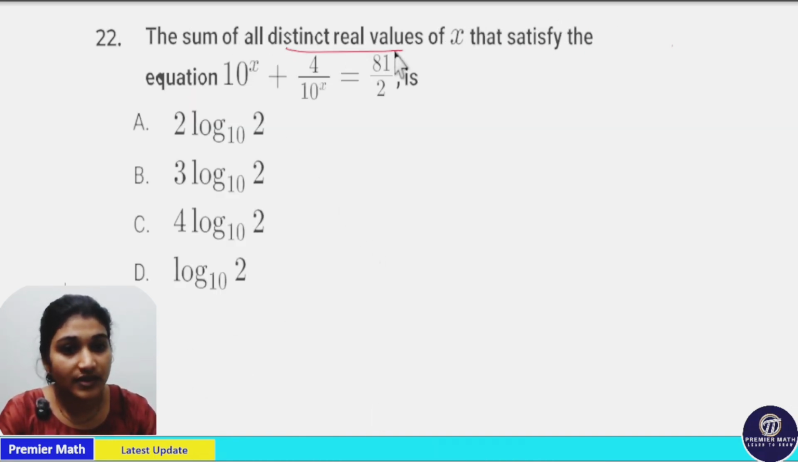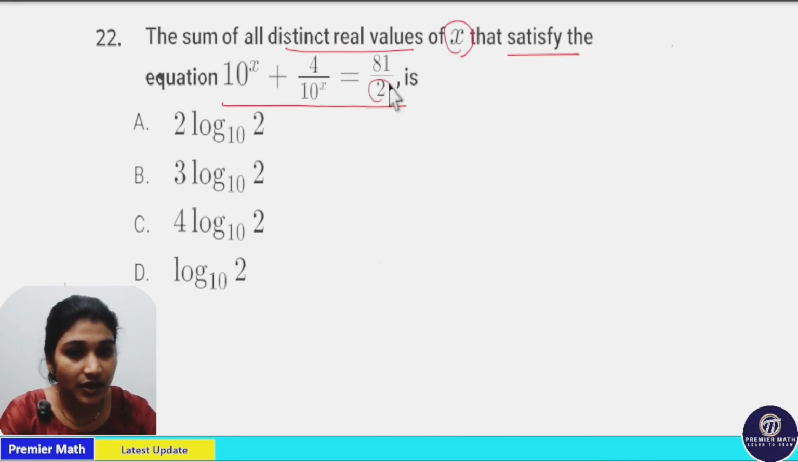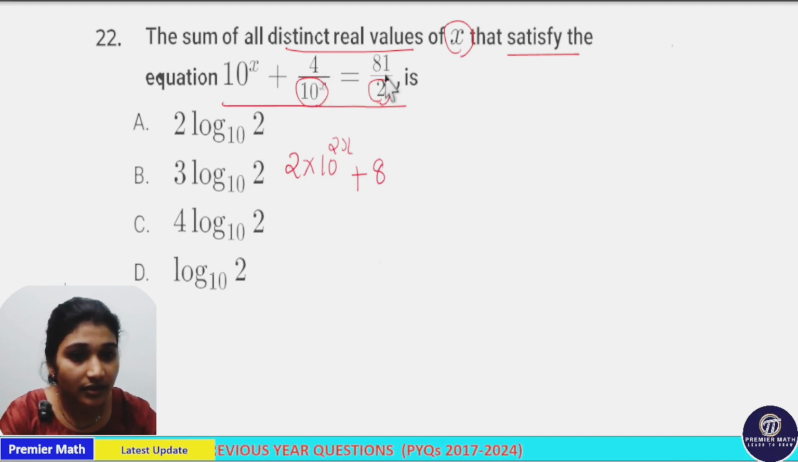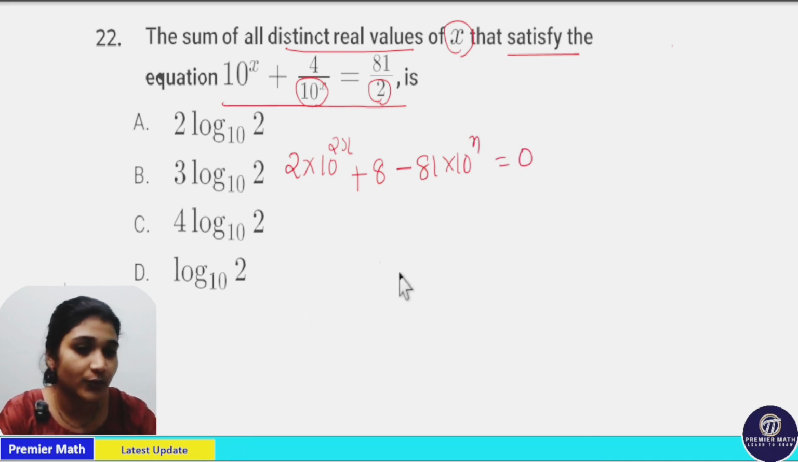The sum of all distinct real values of x that satisfy the equation 10 raised to x plus 4 by 10 raised to x is equal to 81 by 2. Here 2 and 10 raised to x are in the denominator, so multiply the whole equation by 2 into 10 raised to x. Then the first term becomes 2 into 10 raised to x into 10 raised to x, which is 2 into 10 raised to 2x. In the second term, 10 raised to x cancels, so 4 into 2, 8. In the third term, 2 cancels, leaving 81 into 10 raised to x. If you transfer this, minus 81 into 10 raised to x, the whole equation equals 0.